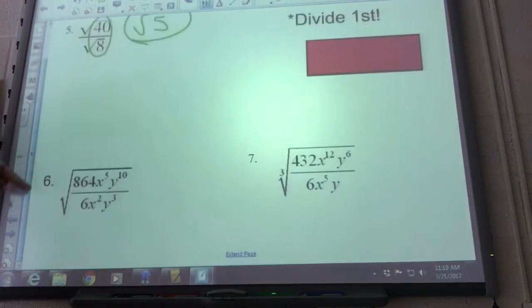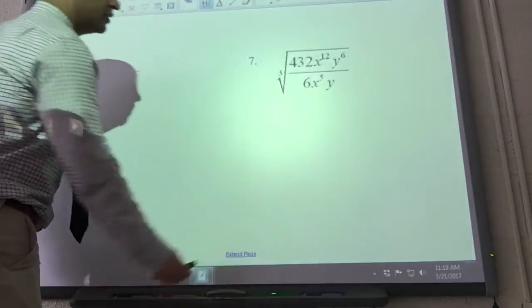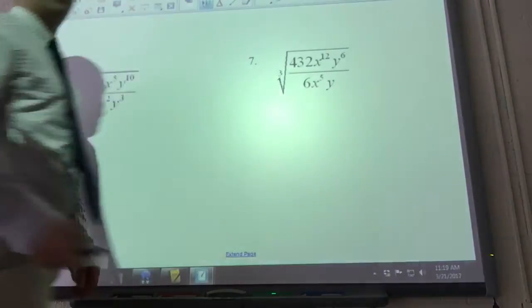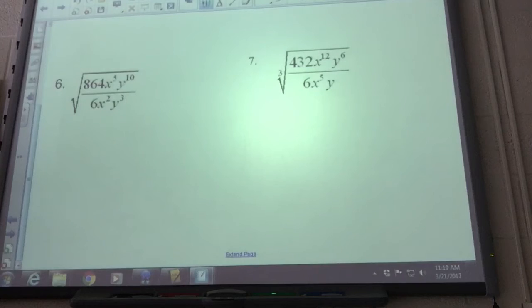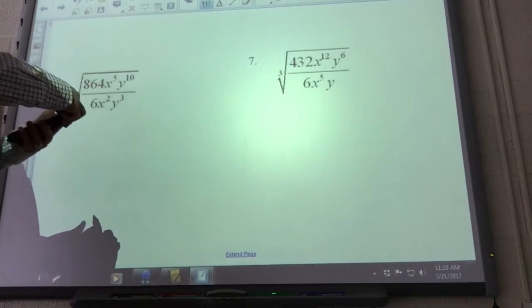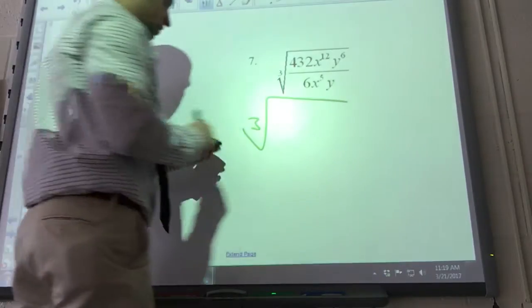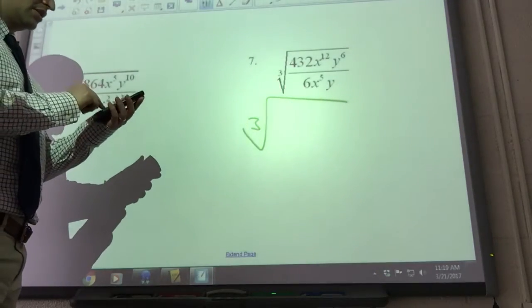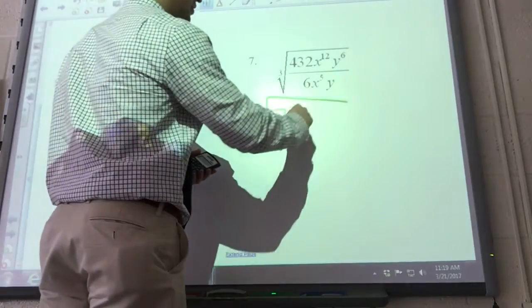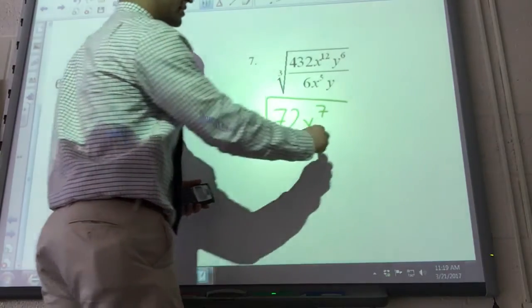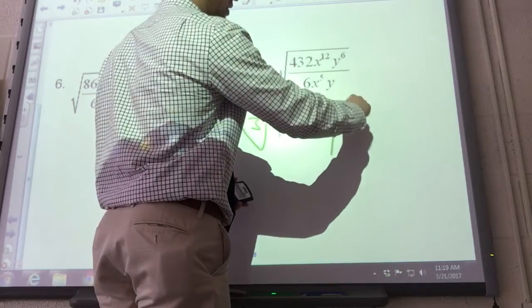In the sense of ones with, say, variables, we'll look at the cube root of number 7 over here. We can divide our numbers and then subtract our exponents and turn it into one big radical with no fraction anymore. So we'll have the cube root of 432 divided by 6 is going to give us 72. X to the 12th, x to the 5th is x to the 7th. Y to the 6th, y to the 1st is y to the 5th.